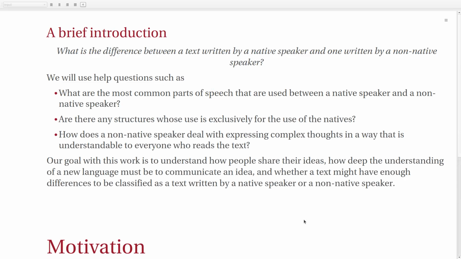So the main question is, what's the difference between a text written by a native speaker and one written by a non-native speaker? Our goal is to understand how people share their ideas, how deep the understanding of a new language must be to communicate an idea, and whether a text might have enough differences to be classified as a text written by a native speaker or a non-native speaker.